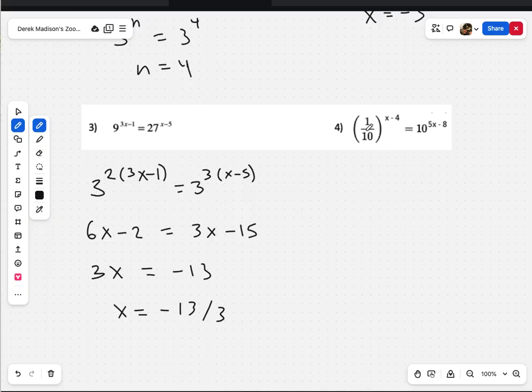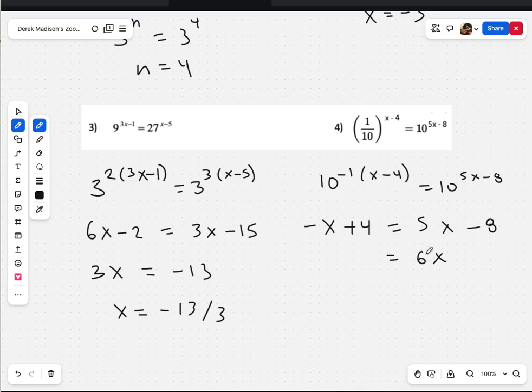This one's pretty similar. This 1/10 base, we can rewrite 1/10 as 10 to the negative 1, and then x minus 4 equals 10 to the 5x minus 8. So then that means, again, the exponents have to be equal to each other. Distributing as I rewrite it, negative x plus 4 equals 5x minus 8. Let's bring this x over to that side, so it's positive. Bring that 8 over to that side, and it looks like x is going to equal 2.